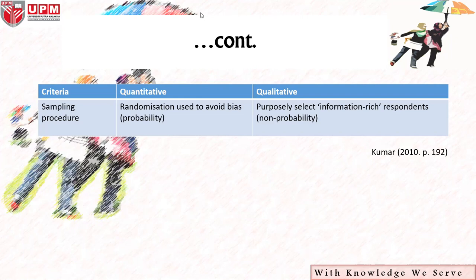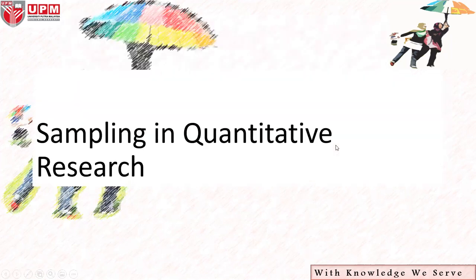Persampelan bertujuan. Okay, sebab kita pilih orang, or we choose respondents that can best explain the phenomenon, that have extensive information regarding the phenomenon. Kita pilih orang tu. Okay? Faham? Purpose dua-dua berbeza.